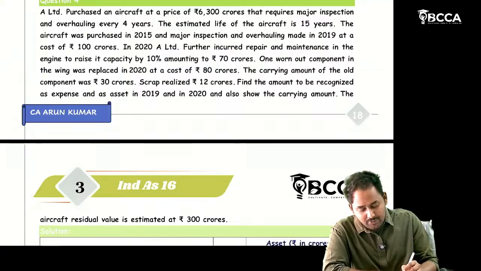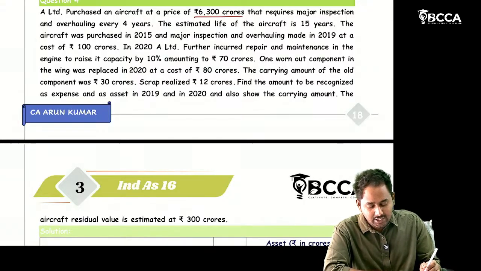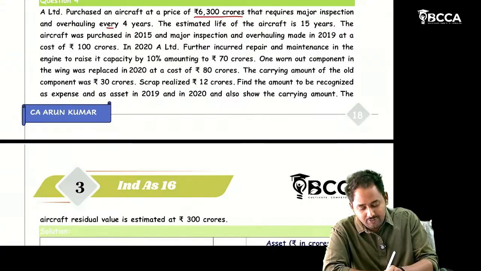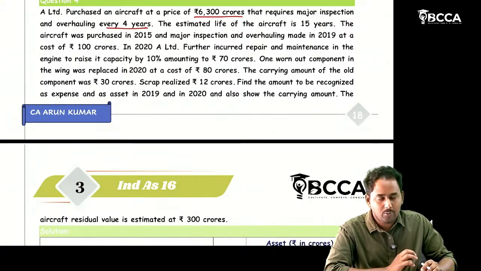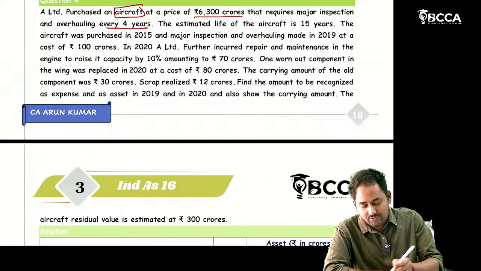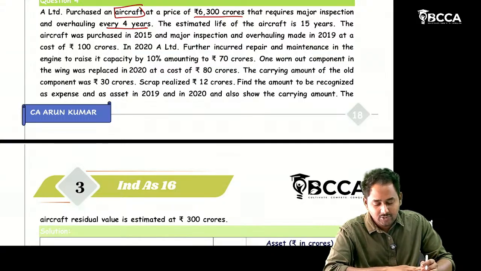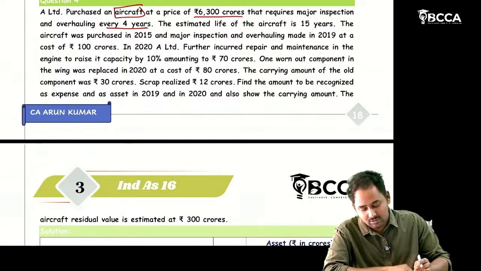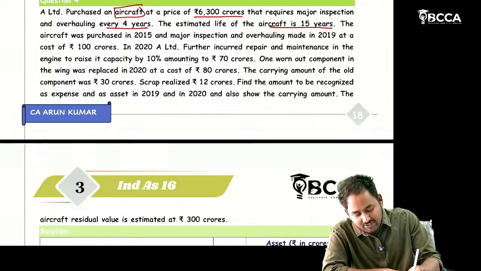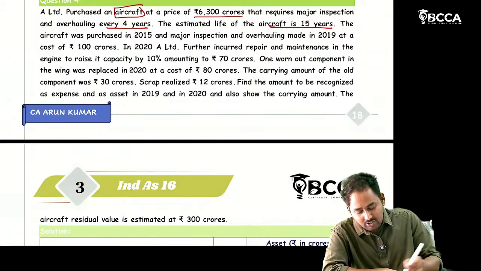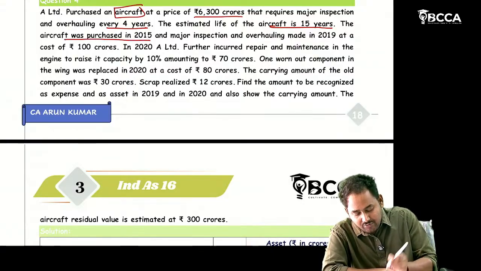A Limited purchased an aircraft at a price of 6,300 crores that requires major inspection overhauling for every 4 years. So you bought an aircraft. What is the cost of the aircraft? 6,300 crores, and it requires major inspection overhauling every 4 years. So after 4 years, you are going to incur some inspection or overhauling expenses. Then the estimated life of the aircraft is 15 years. The aircraft was purchased in 2015.